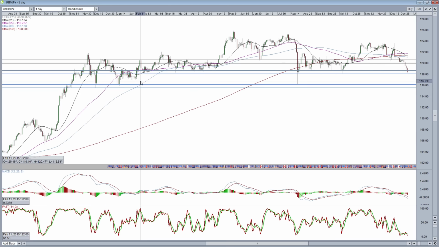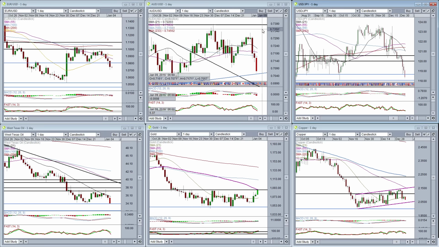Of course, 117 may offer some support along the way. Again, it's a round number. It could potentially be a key psychological level. We've also got this price support again that we saw back in January and February last year. But I think 115.50, 116 could be key if we do see these 118 levels broken. So I think this is certainly one to keep an eye on in the shorter term.